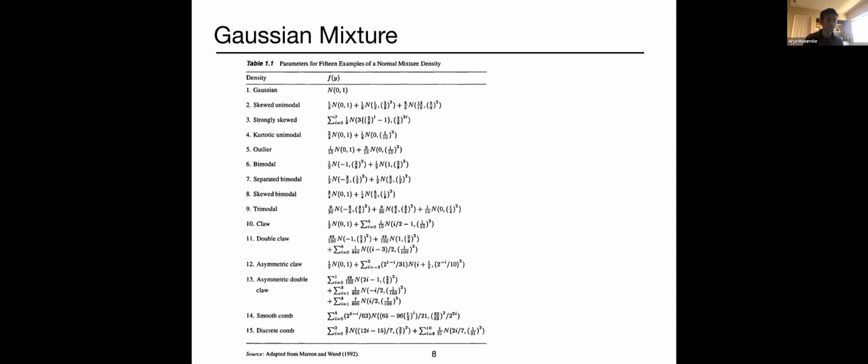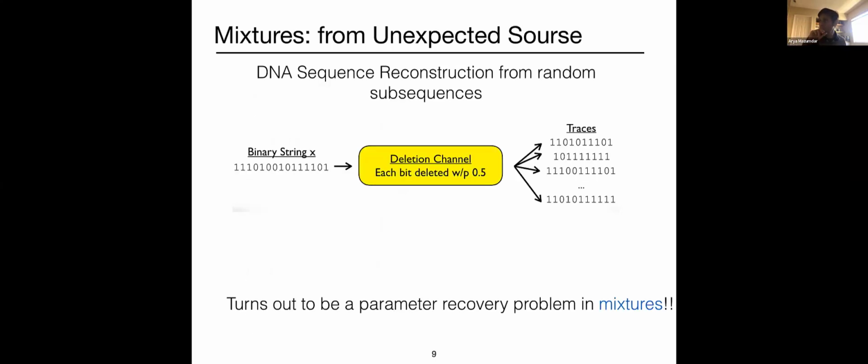Okay. So these mixtures are omnipresent in statistics, and sometimes they can come from unexpected sources as well. So for example, let us consider this problem, which is more of an information theoretic problem and motivated by DNA sequence reconstruction. You want to reconstruct a binary sequence from its random subsequences. So you take a binary string over here, you send it through a deletion channel, and each bit is deleted independently with probability, say, half. And you get these traces. And you send it again and again, and every time you get one trace. Then the question is, how many such traces do you need to reconstruct this binary string? This is called the trace reconstruction problem.